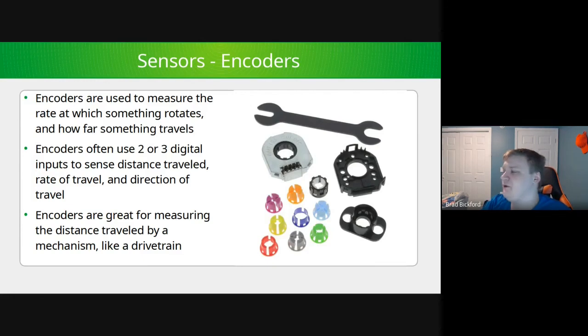Probably the most common use for an encoder is measuring the distance traveled by a drivetrain. You'd have an encoder on both sides of your drivetrain, and it would measure independently how far each side of the drivetrain traveled. You can use that information to go a particular distance or to travel at a particular speed, similar to how a car might with cruise control.